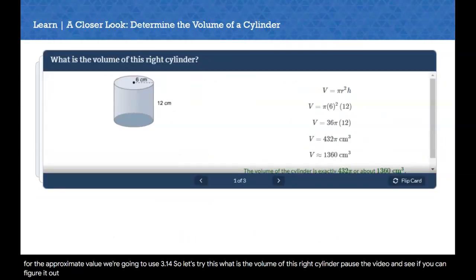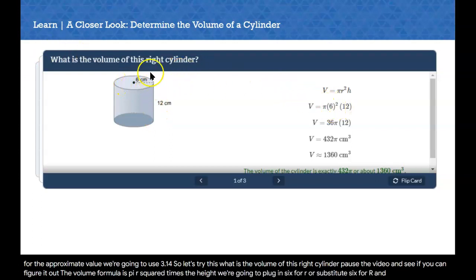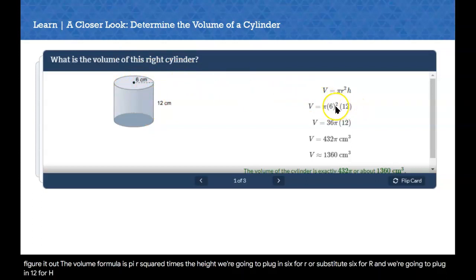Since the volume formula is pi r squared times the height, we're going to plug in 6 for r, or substitute 6 for r, and plug in 12 for h. Now we've got to use our PEMDAS here. 6 squared is 36. So now we've got 36 pi times 12.